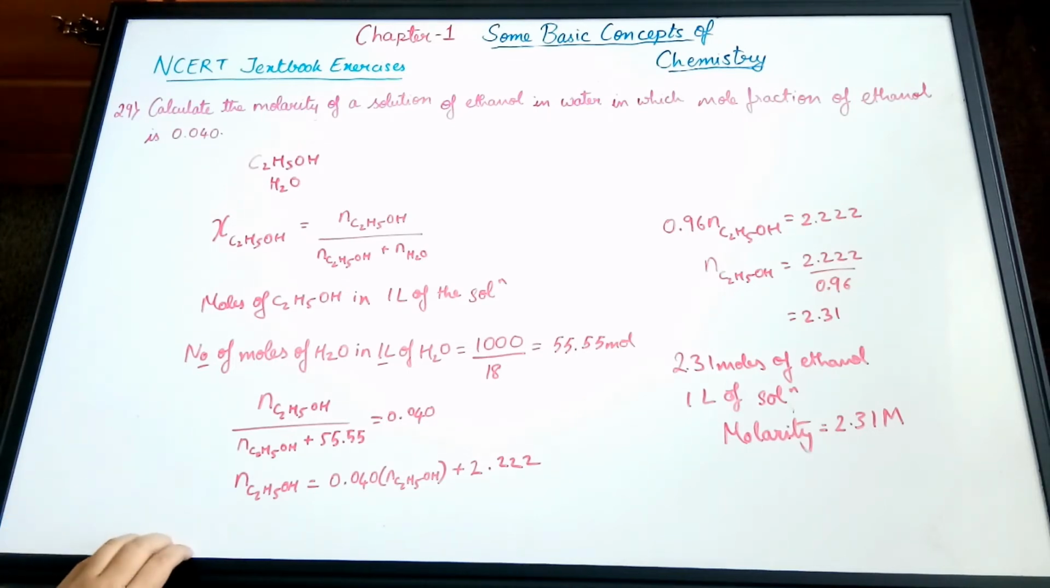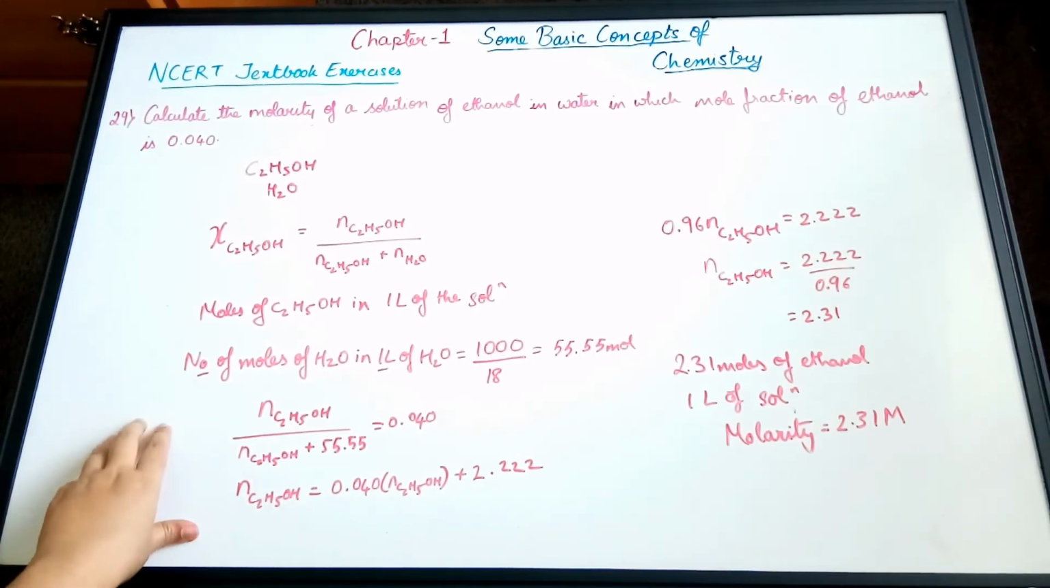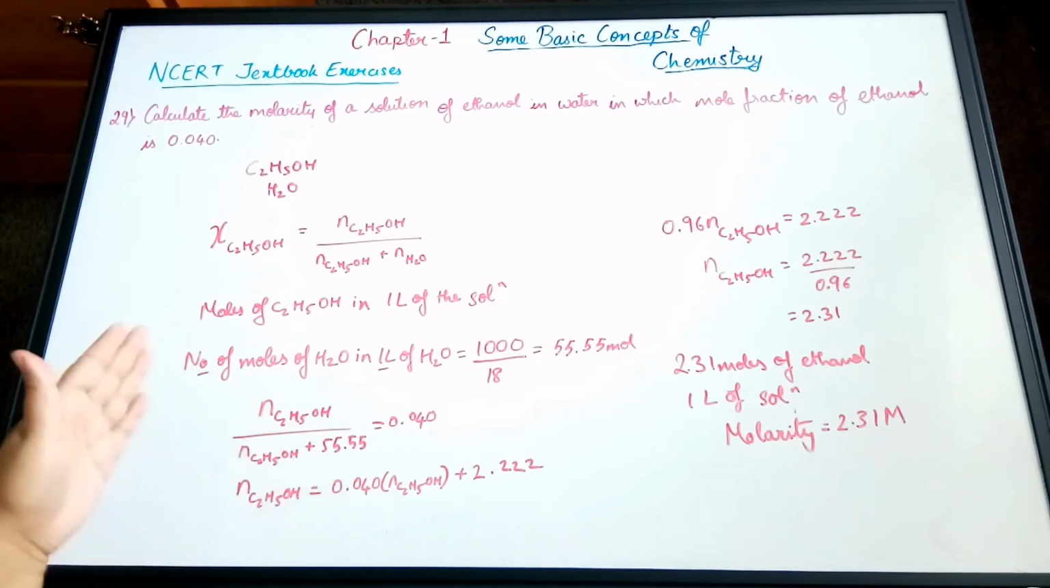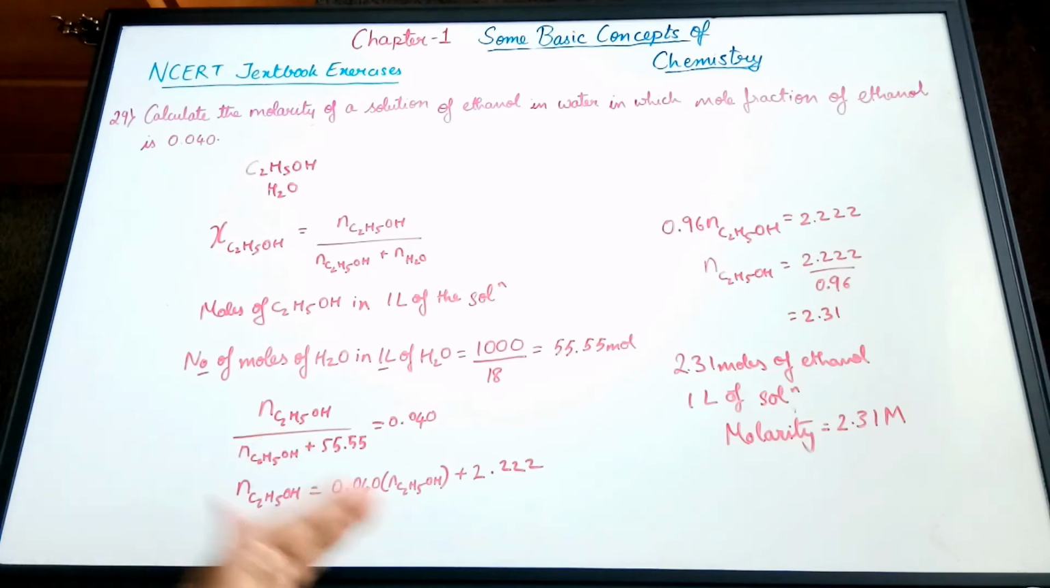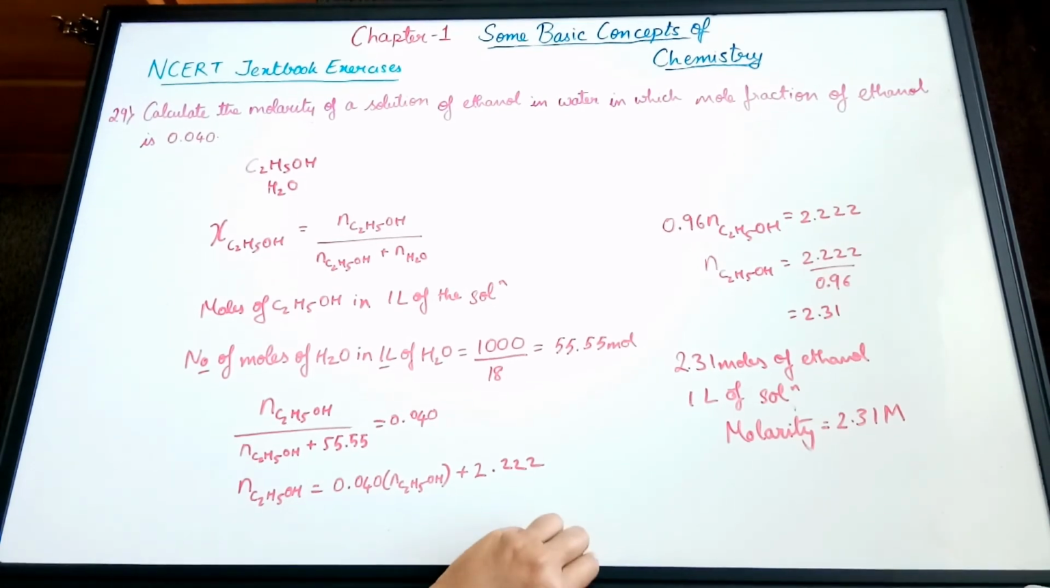So we calculated the number of moles of water in 1 liter of the solution, treated as 1 liter of water, because it's nearly dilute. Then we substituted these values in the equation, simplified it, and got the number of moles of ethanol as 2.31. So if 2.31 moles of ethanol is present in 1 liter of the solution, the molarity automatically is 2.31, because that is the definition of molarity.